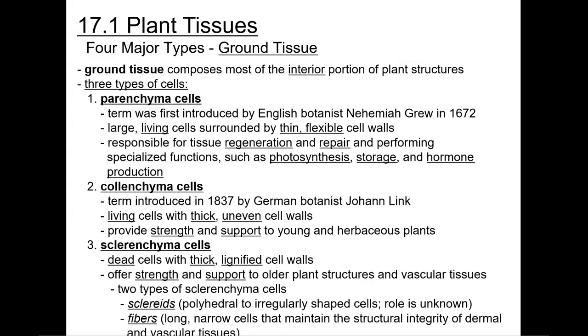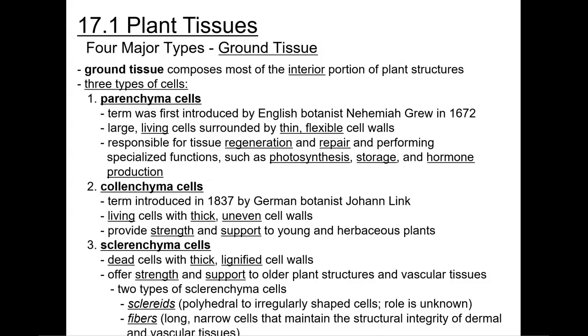Now the sclerenchyma cells, which are our third type, are actually dead cells. So you do need to notice that this type is a dead cell. It's thick and lignified, which means it has tough cell walls going around these dead cells. This toughness often adds strength and support to older plant structures and to the vascular tissues.